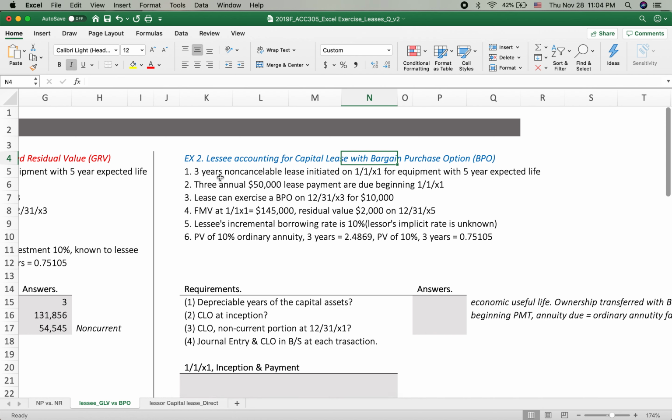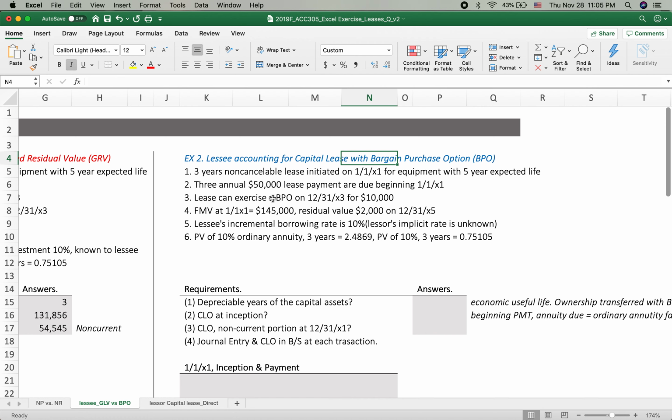3 years non-cancelable lease initiated on January 1st, year 1 for equipment with 5 years expected life. So you should consider what the depreciable years of this asset are, because the lessee will take this asset on their balance sheet, right? When they use this asset, they should recognize the depreciation of this asset.